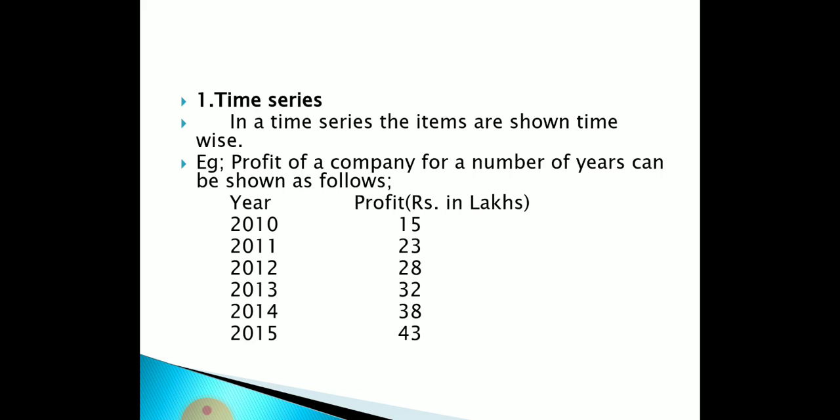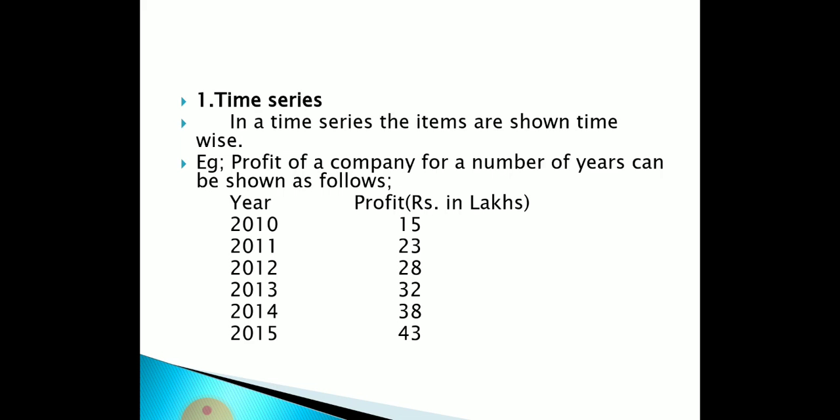In time series, the items are shown on the basis of time. The items are shown one by one on the basis of time. That is known as the time series. The items may be shown year wise, or monthly, or on the basis of the date. Such a type of series is known as the time series.